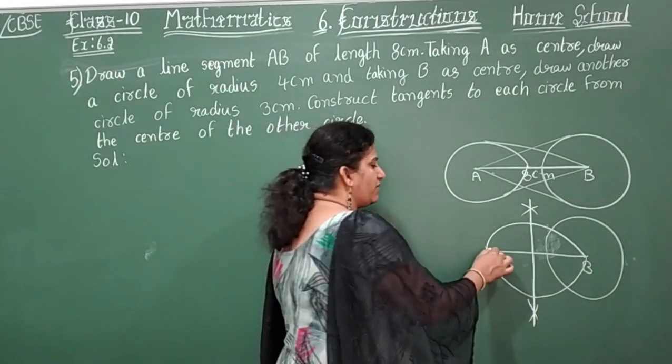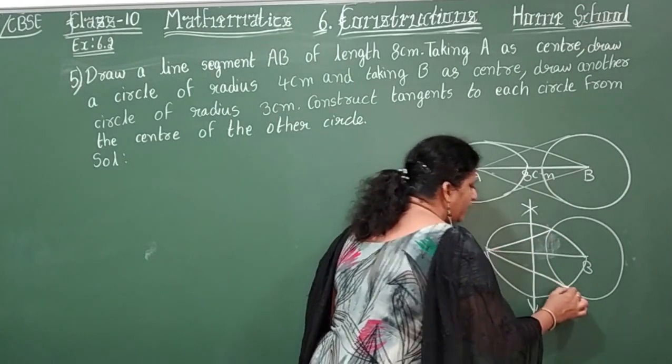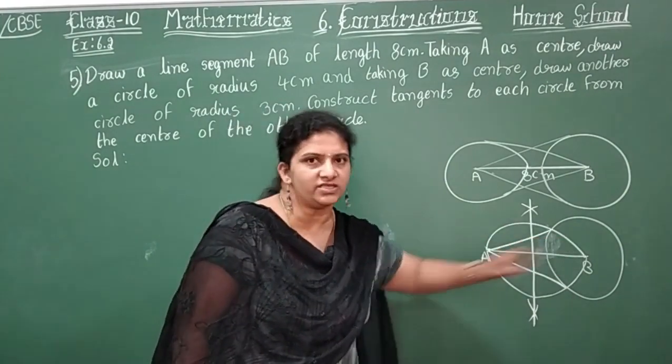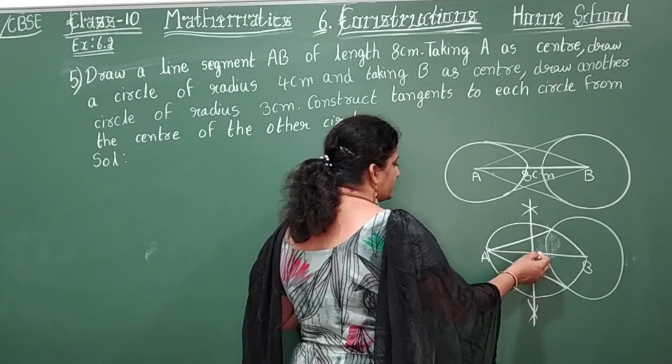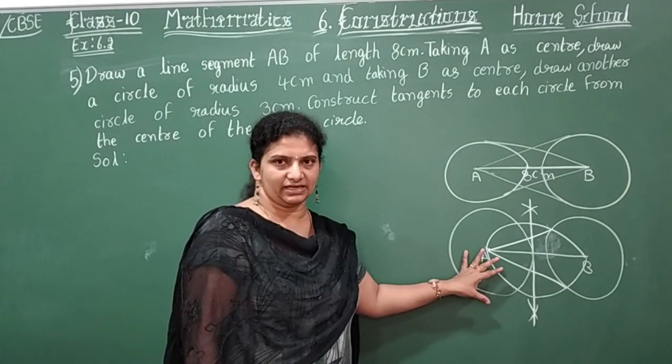Then what happens from this point to the semicircle where it touches? There to there, join. These 2 are the tangents for this circle. Now you consider this. What is this one here? Now you should see a circle.